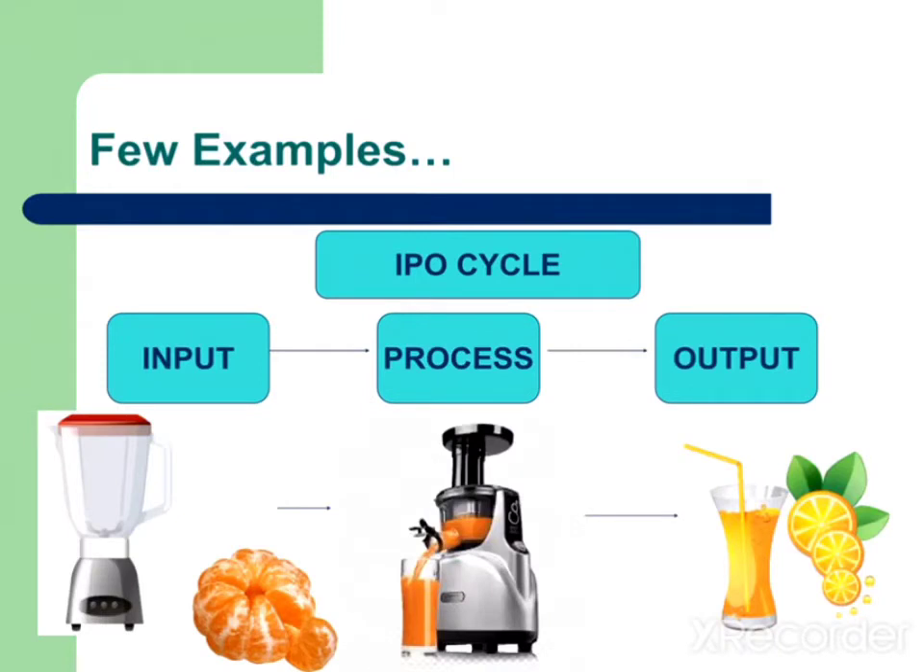Let us look at a few examples of the IPO cycle. If you want fresh orange juice, what do you do? You ask your mother, and what does your mother do? She takes oranges and puts them into the jar of the juicer, that is input. And when she turns on the juicer and the juicer starts making the juice, that is process. And when she finally gives you a glass of fresh orange juice, that is output in this case.